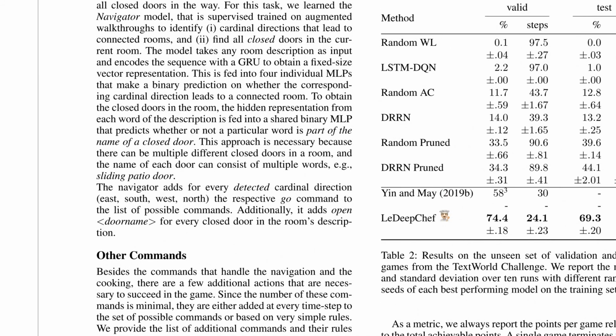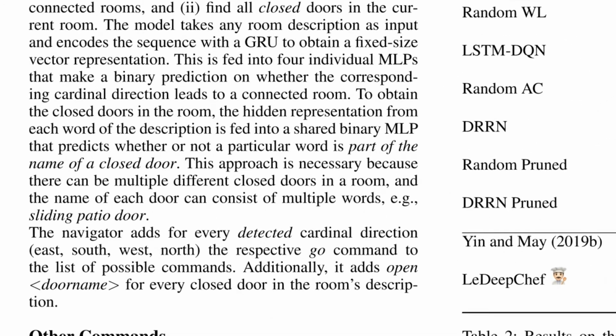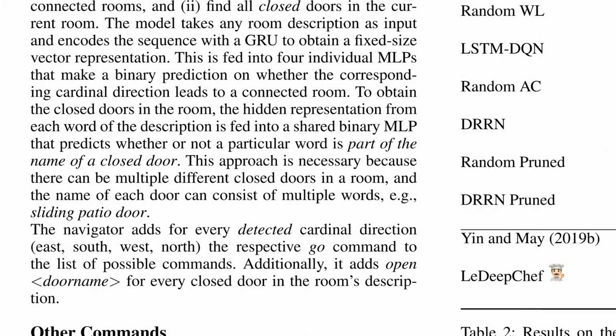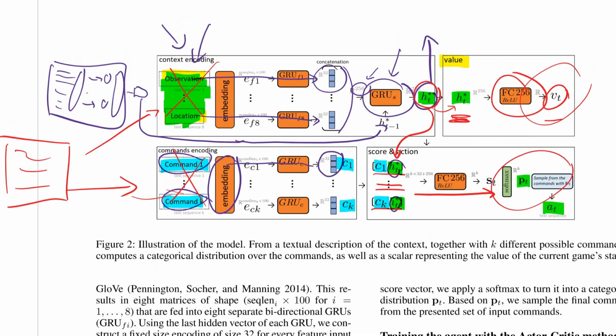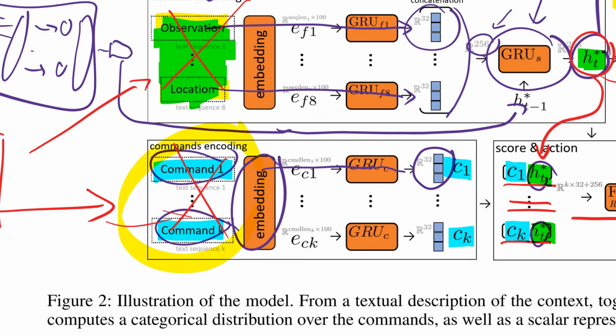So they actually train another model, to here you see, detect directions that you could move into and open doors for every closed door in the room. So that's another challenge that the agent needs to overcome. They have to build an entire model to predict which doors are there and are they closed? Do you need to open them? So these commands, if there are doors and if you can move through them, are also added to this set of commands that are reasonable. So now we have a set of commands that are reasonable over here.